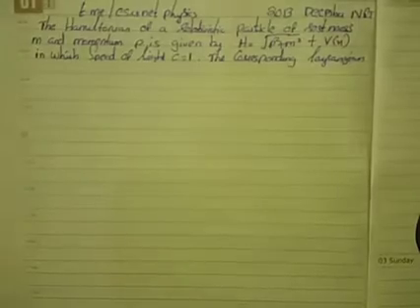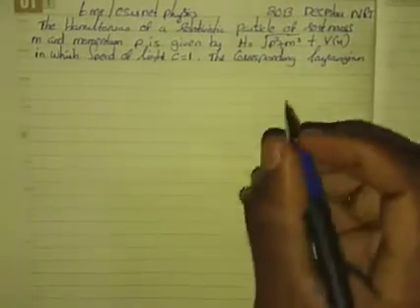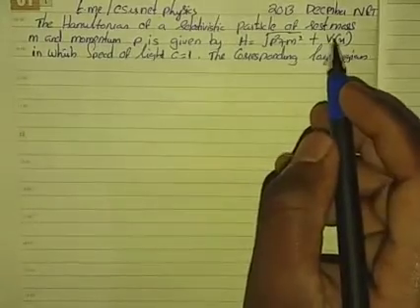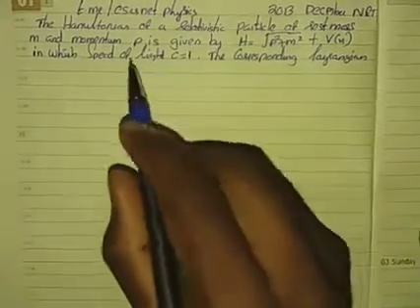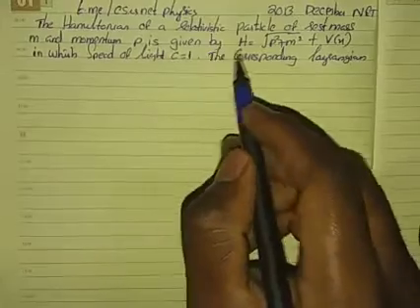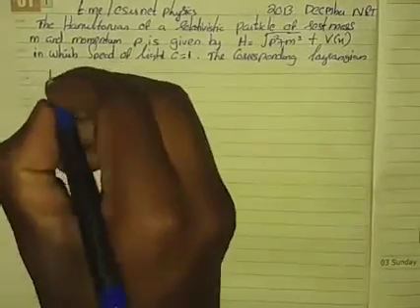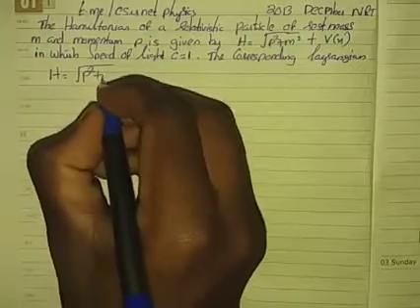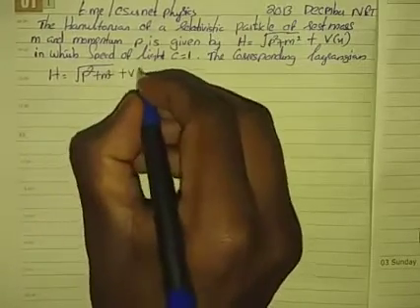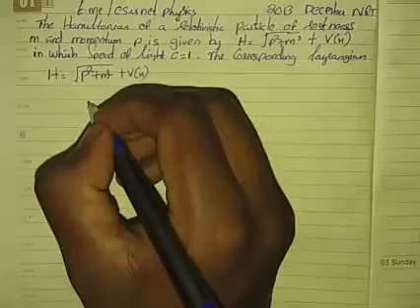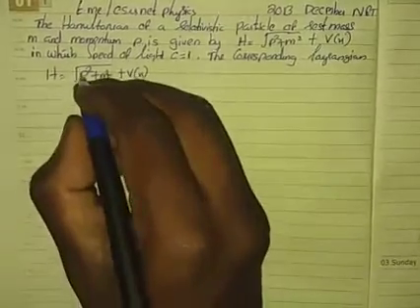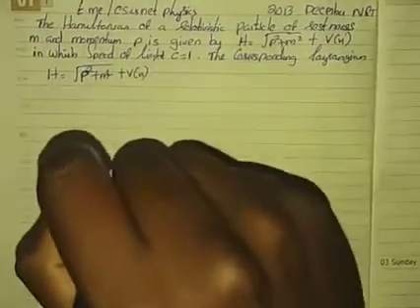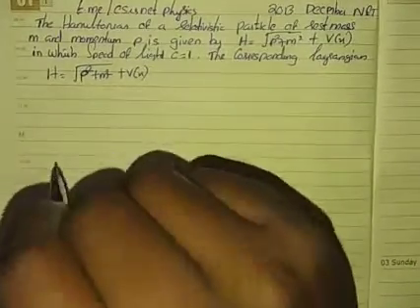So guys, what we have here is a question which was asked in the 2013 December NET exam. The question is that the Hamiltonian of a relativistic particle of rest mass m and momentum p is given by H equals root of p square plus m square plus V of x. So there is a kinetic part which has the momentum component over here, and the position component over here as the potential part.